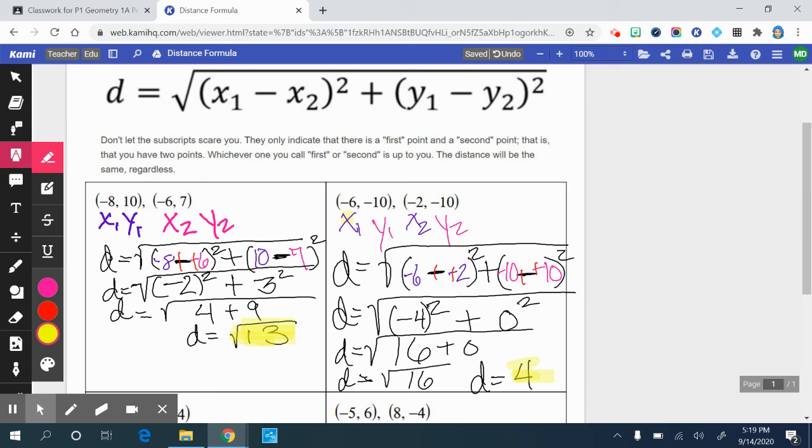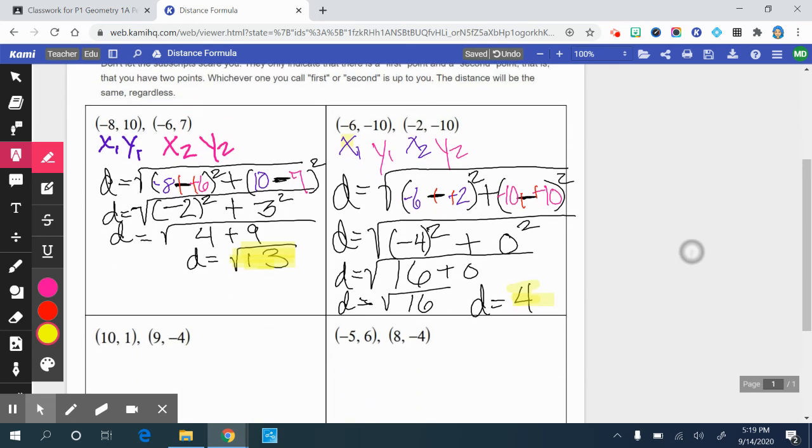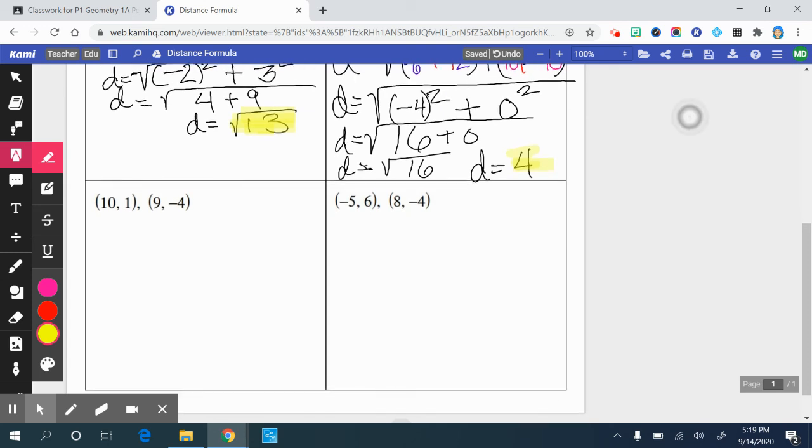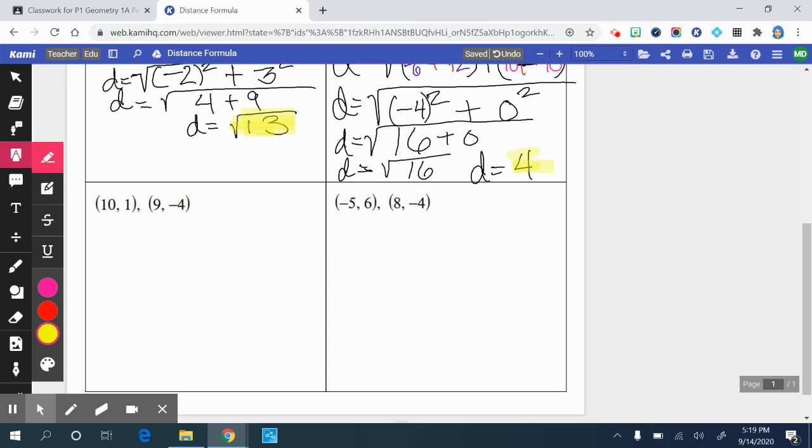Okay, so I did the first two with you, and what you're going to do now is open up your assignment in Kami, and you're going to do the last two problems here, so that you can show me that you know how to do this now, and if and when you retake the test on Thursday, you can show me that you understand. All right, that is it.